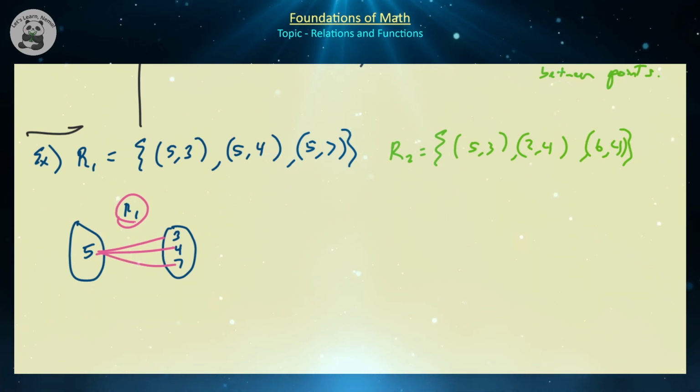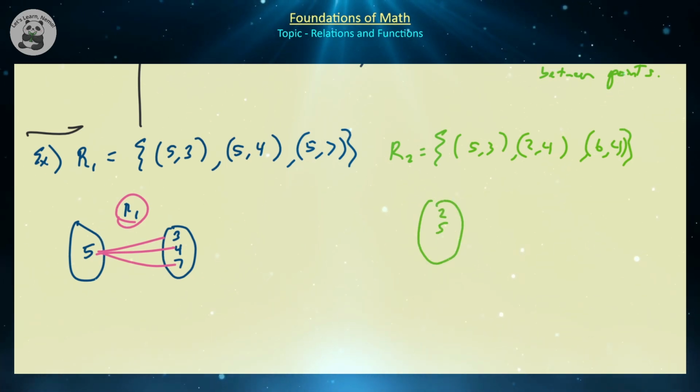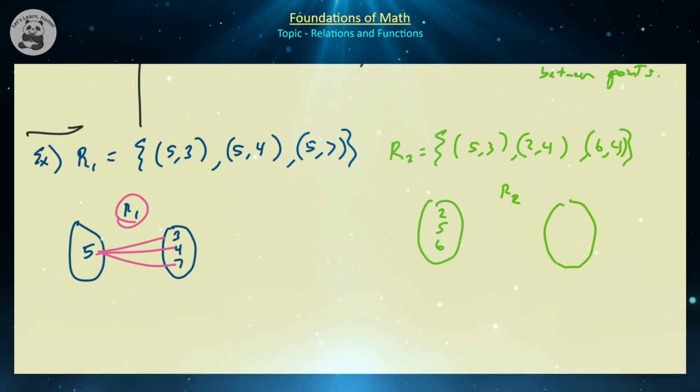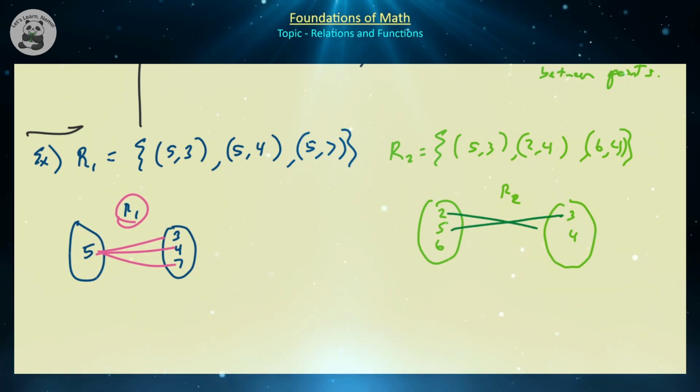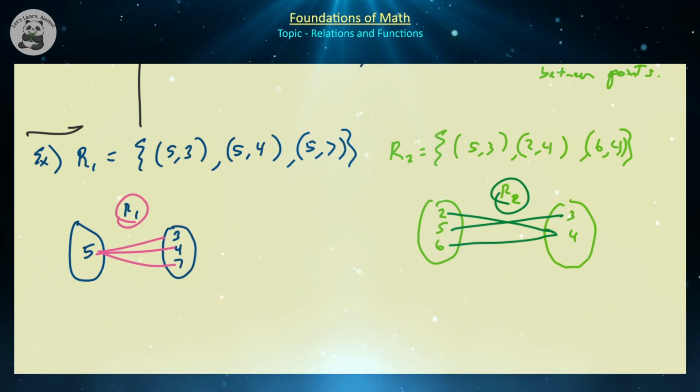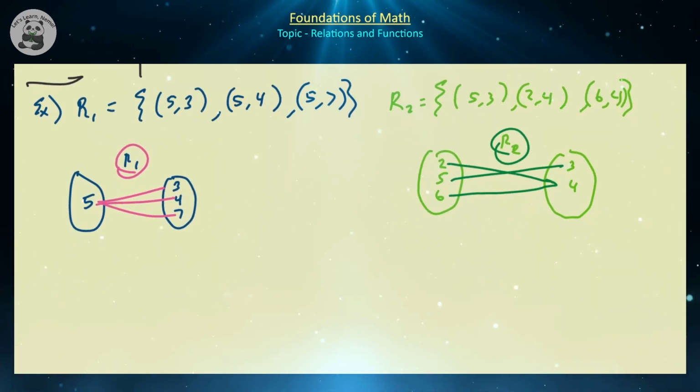And if we look over here for R2, we have again the domain, which is going to be 2, 5, and 6. And if we draw the graph of R2, which consists of the elements 3 and 4, notice that 5 is going to be mapped to 3, 2 is going to be mapped to 4, and 6 is going to be mapped to 4. So that's the graph of the relation R2. Just some qualitative things that you definitely should be able to see in this particular picture.